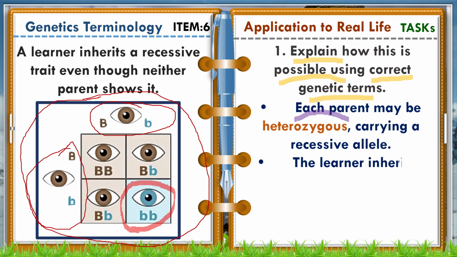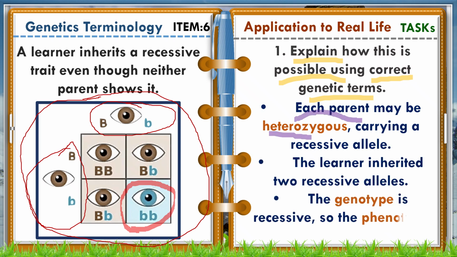So here each parent may be heterozygous, carrying a recessive allele, because the child is showing a recessive trait, and yet the parents, both of them, are showing a dominant trait. That means that these parents are heterozygous. They are carrying a recessive allele. That's why there is that possibility of having a child with a recessive trait.